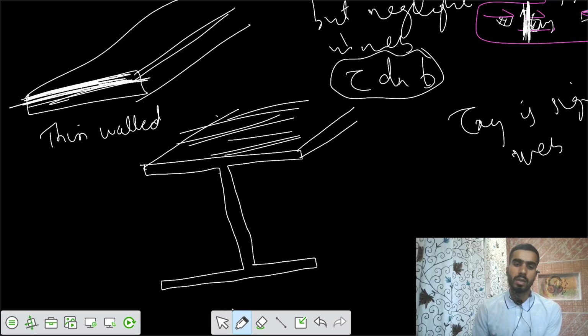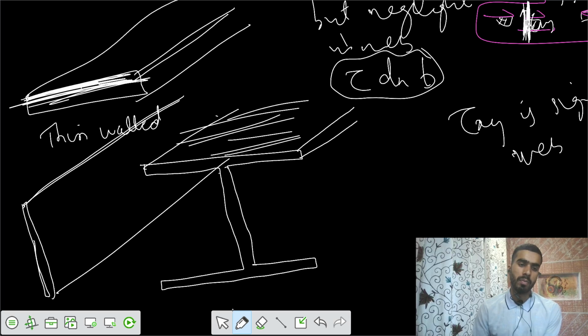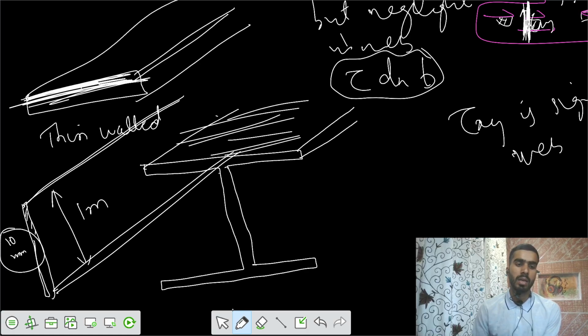Similarly, this one, we have this web. This web looks like this one. This is some thickness of t, and this is continuous for a length of, say, some meters, and depth is also some 1 meter, let's say. So your thickness is very less. It's some 10 mm. So thickness is very less. We call them thin walled members.